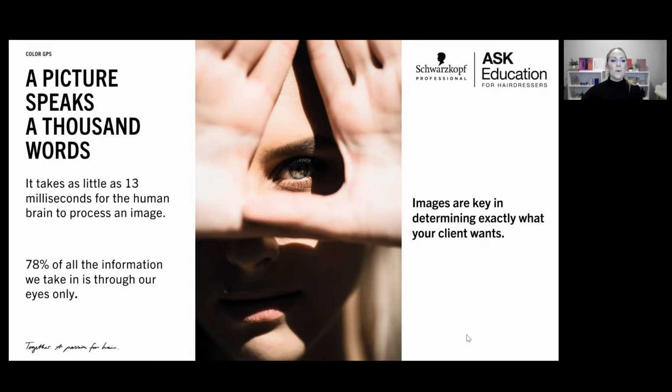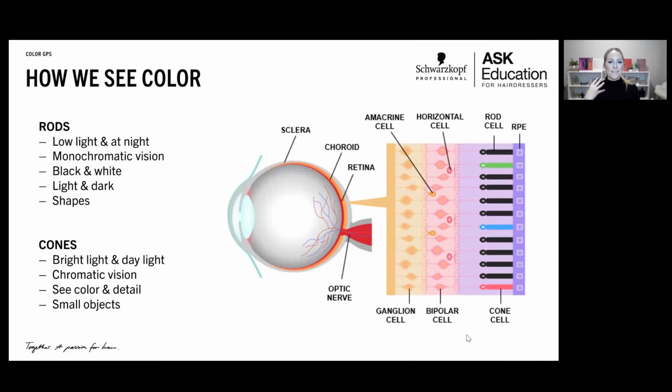Now, working with images with our clients, of course, is super, super helpful. But there are also some things where what we see with color, what our client sees with color can be quite different. So just taking a moment here to talk about how we see color. For every client, we all, of course, have the same base in terms of how our eyes work. But how we visually perceive color can be different.